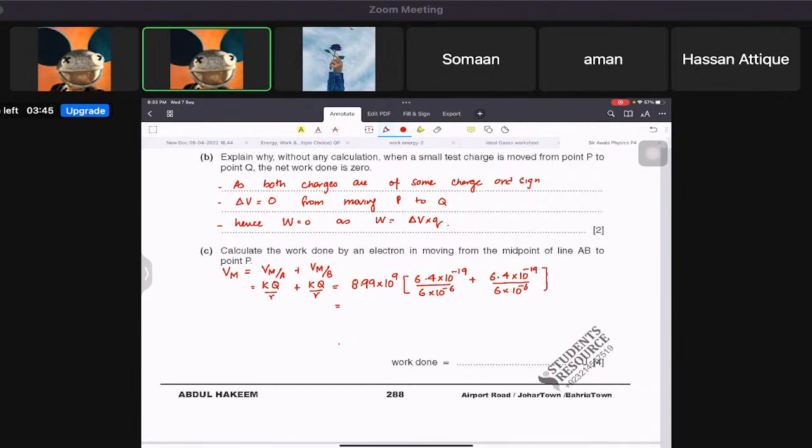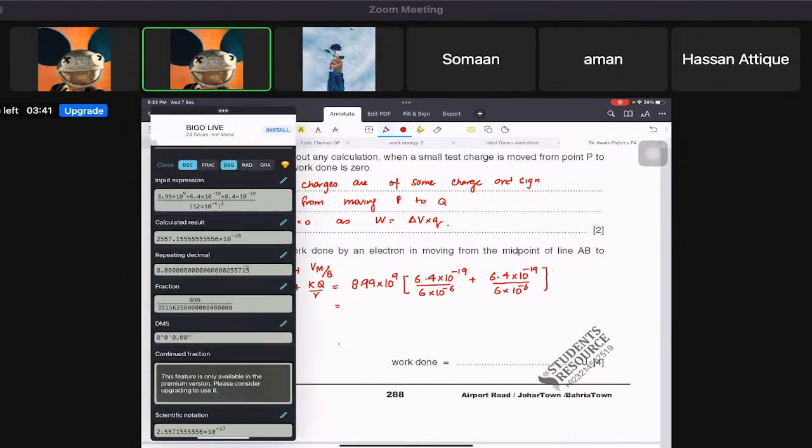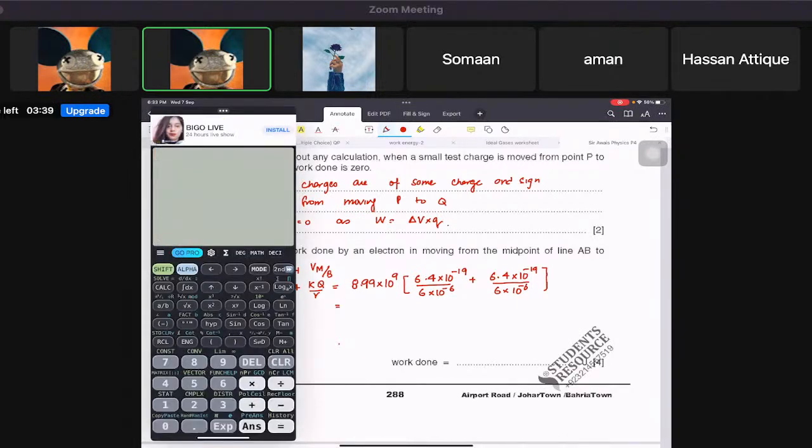Okay, so when you do that and take out the calculator, while I'm doing it, it's best that you also do it. That way you will be able to catch me making a mistake, and then you can just add this 6.4 times 10 raised to power minus 19. Here, 6 times 10 raised to power minus 6 plus 6.4 times 10 raised to power minus 19 divided by 6 times 10 raised to power minus 6. So the net potential here will be 0.00192 volts.